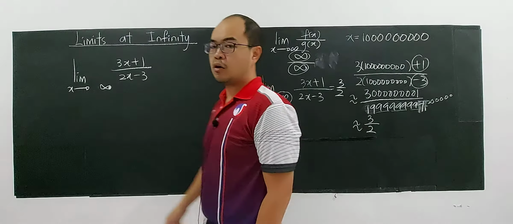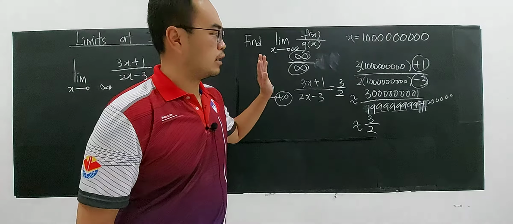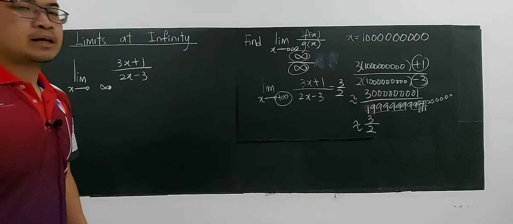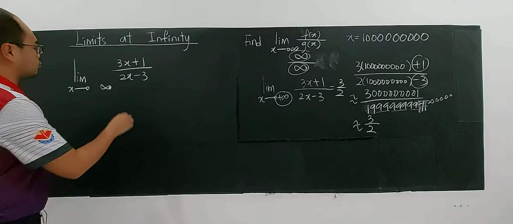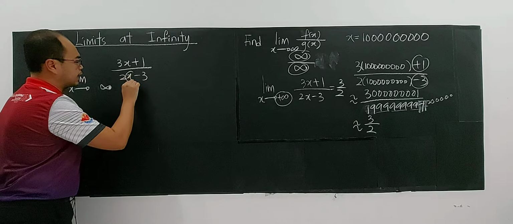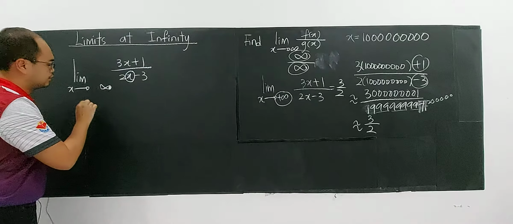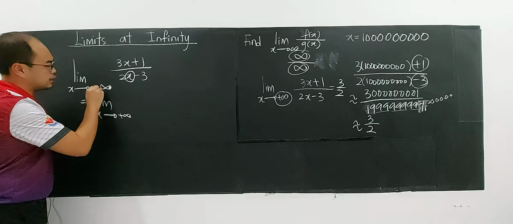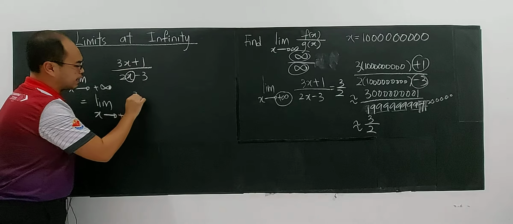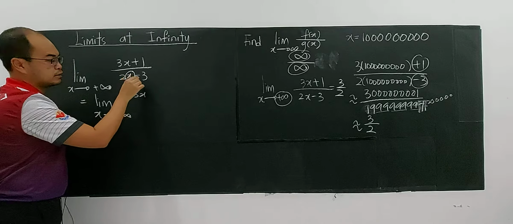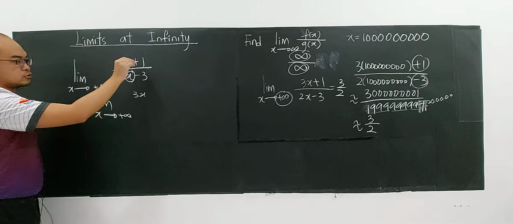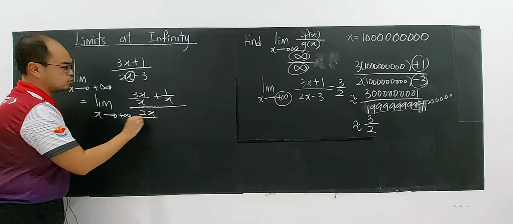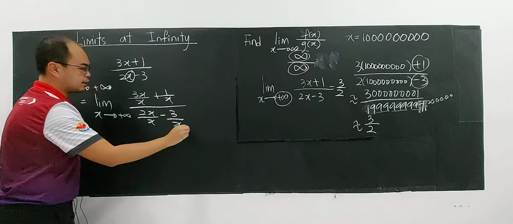Now, if you're lazy or you don't want to understand this concept, it's okay, you can evaluate this in a very easy way. Look at the denominator: the highest degree of the denominator is x, right? So easily you can evaluate this way, with x approaching positive infinity. You divide everything by x, the highest degree, which is x to the power 1. So divide everything by x: 3x over x plus 1 over x, over 2x over x minus 3 over x.